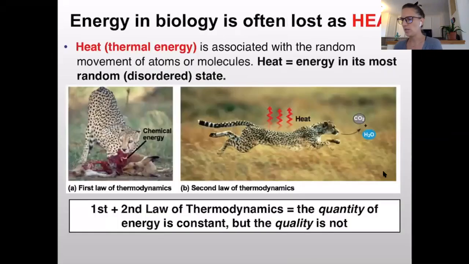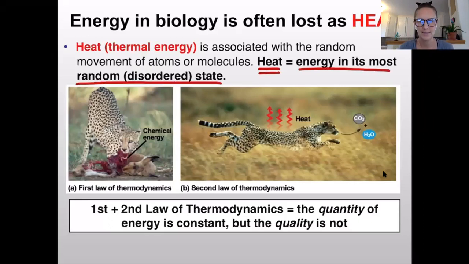So in biology, energy is often lost as heat, right? Heat can be defined as thermal energy. It's associated with the random movements of atoms or molecules. And what I think is most important here is that heat really is energy in its most random or disordered state. And again, that would be with very high entropy, right? Because entropy is kind of disorder.